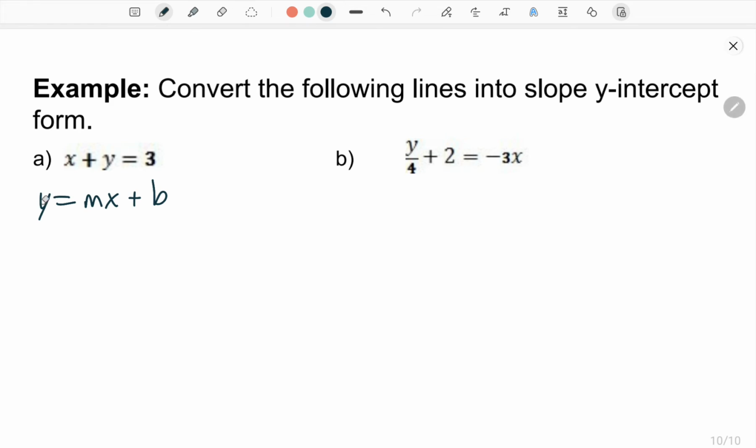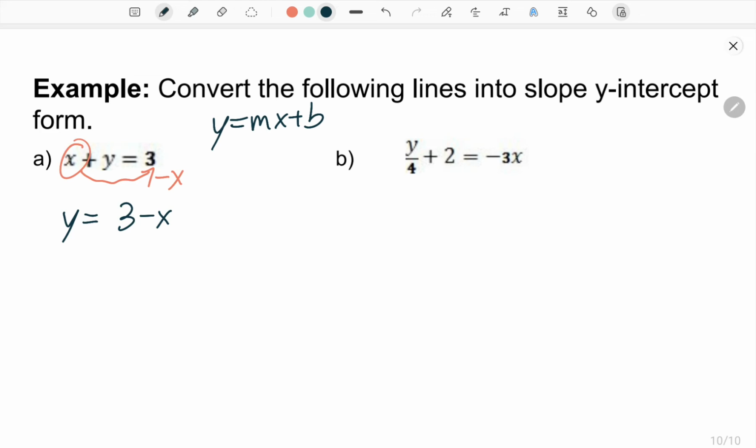So if we're looking at this equation right now, y is on the left side, but x is on the same side. We're trying to convert to slope y-intercept form. We need to move that x over to the other side. Right now that x is positive, so we can subtract it and say that y is equal to 3 minus x.